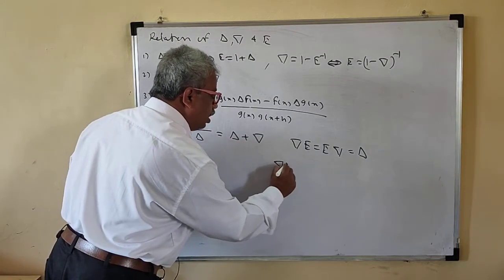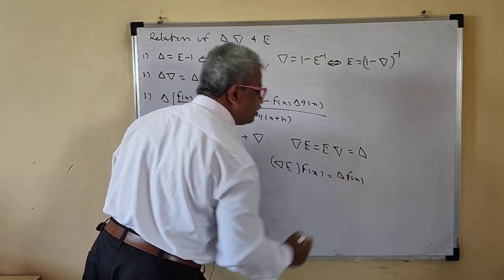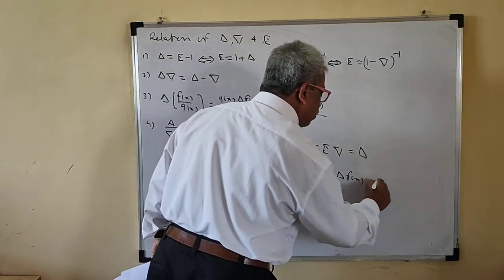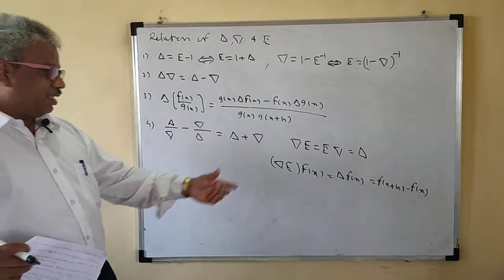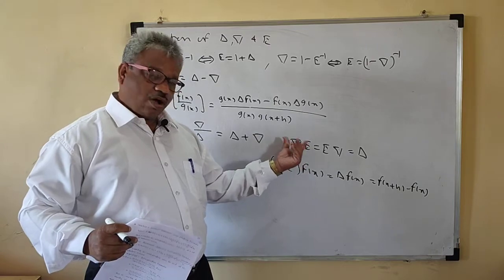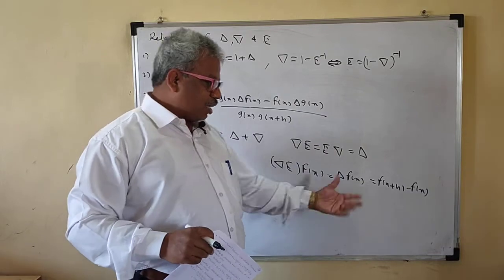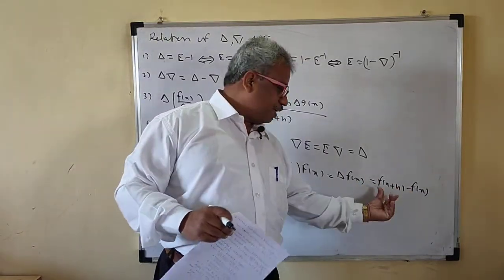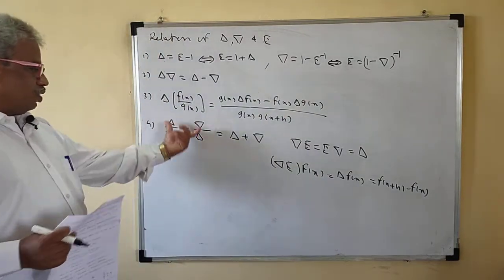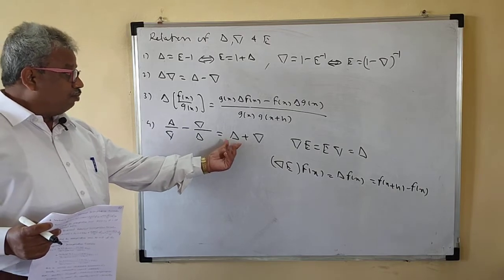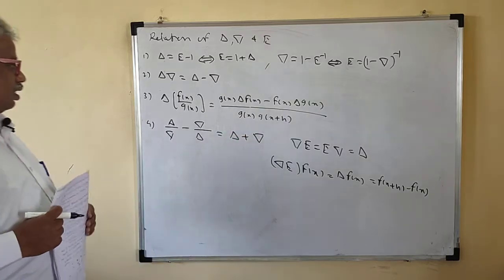If E f of x is equal to delta f of x, and what is delta f of x? This is f of x plus h minus f of x. A question may be asked like this: nabla into E of f of x is equal to delta f of x. There may be the option delta f of x, or the option f of x plus h minus f of x. So you should remember this operator. This is forward plus backward, that is delta plus nabla. This is equal. You should remember this.